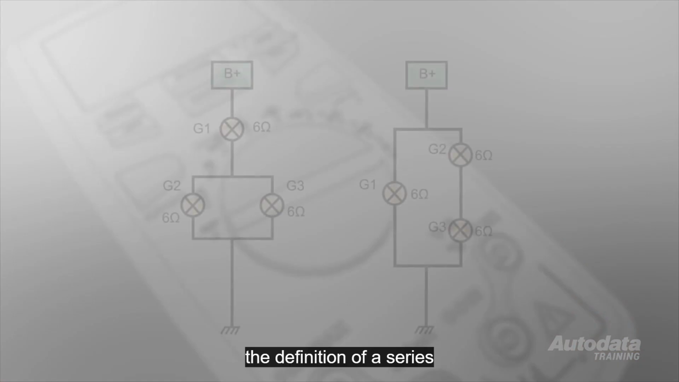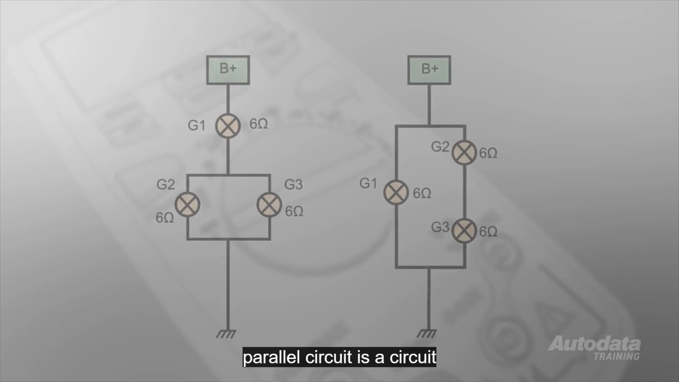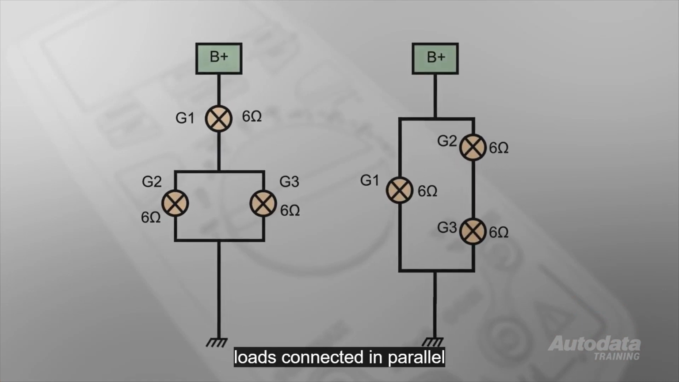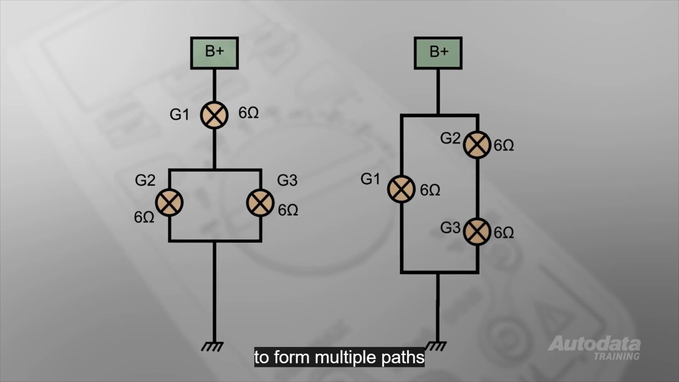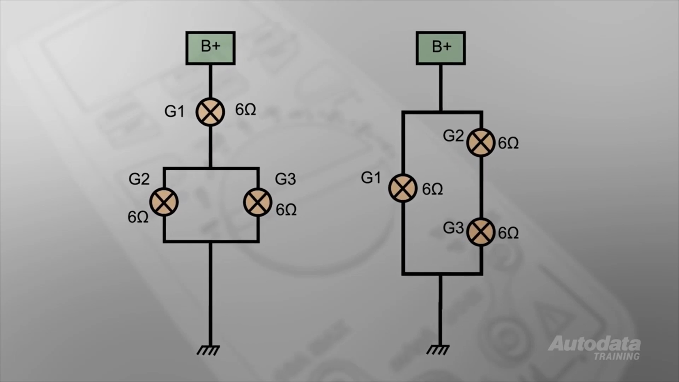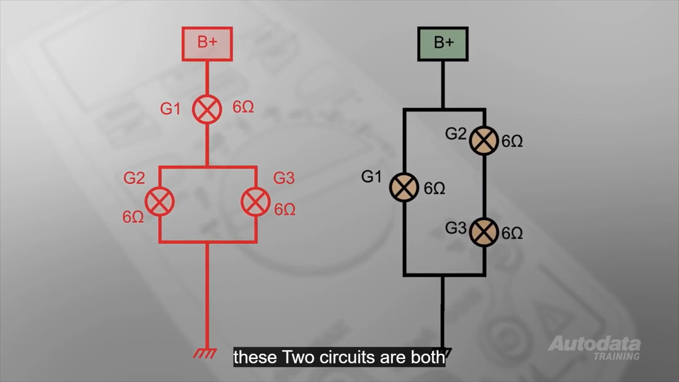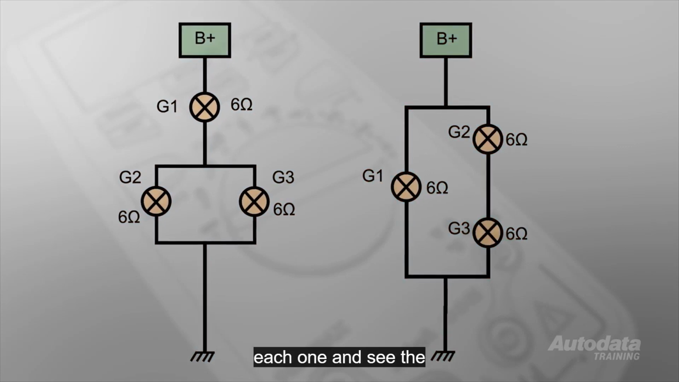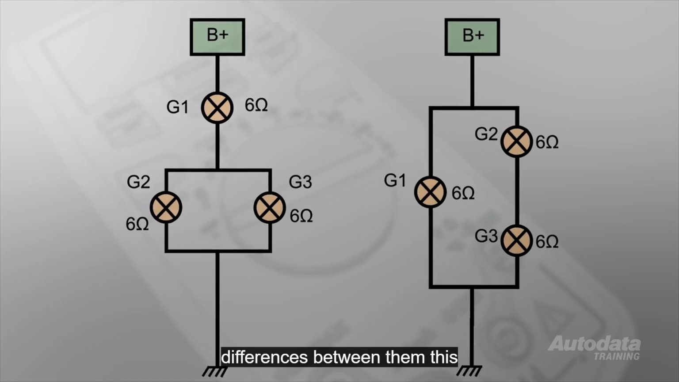The definition of a series parallel circuit is a circuit that contains some loads connected in series and other loads connected in parallel to form multiple paths. These two circuits are both series parallel. We'll examine each one and see the differences between them.